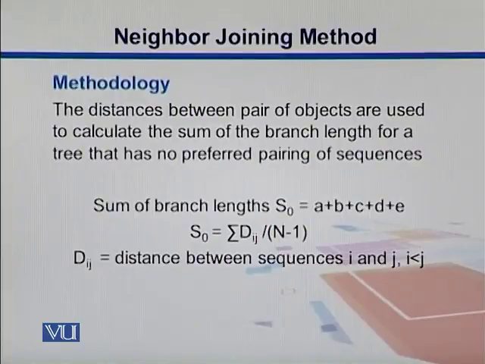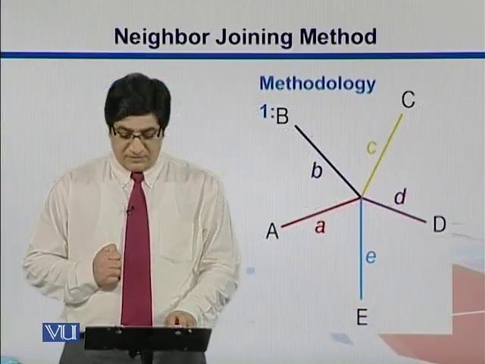The sum of the branch lengths is given by this relation, S0, which is equal to A plus B plus C plus D plus E. So it's a summation over all branch lengths, and this S0 can be related to the distances between different sequences with this equation. The distance is dij between sequences i and j such that i is less than j. The summation over all distances divided by n minus 1, where n is the total number of sequences, also equals this S0.